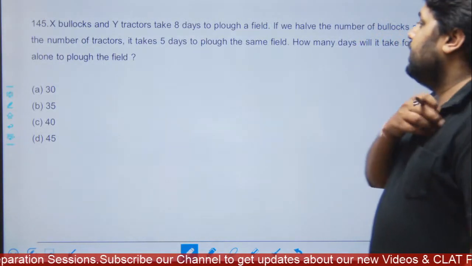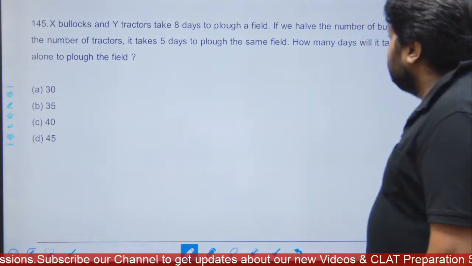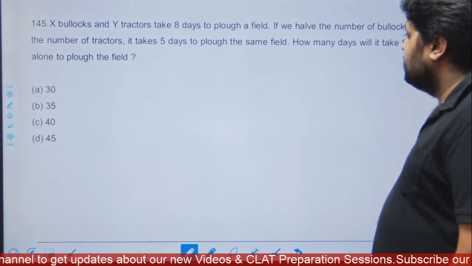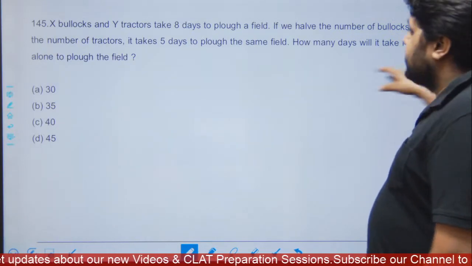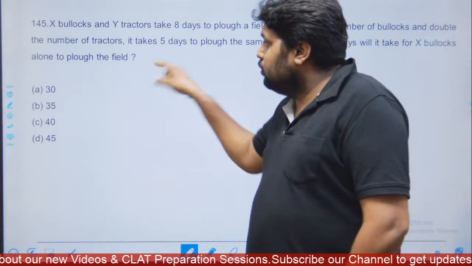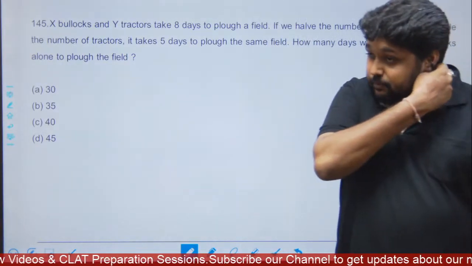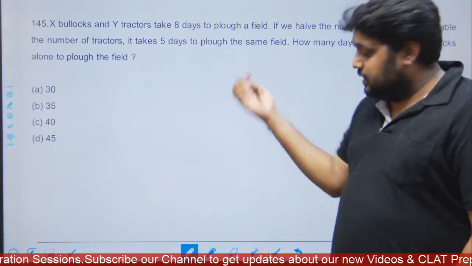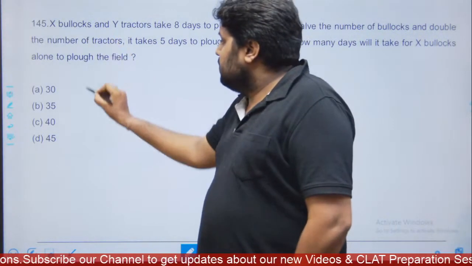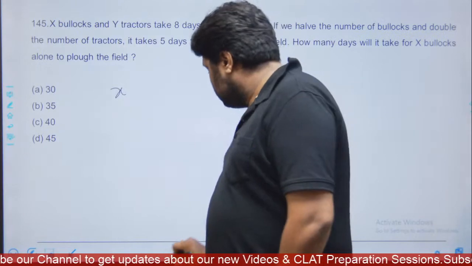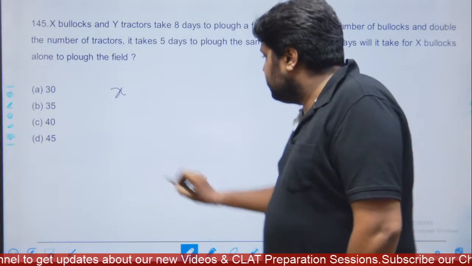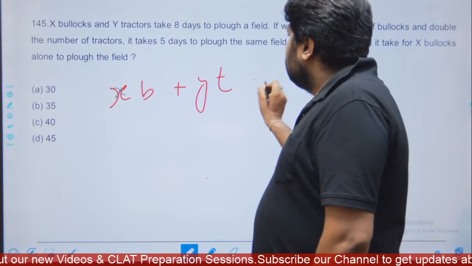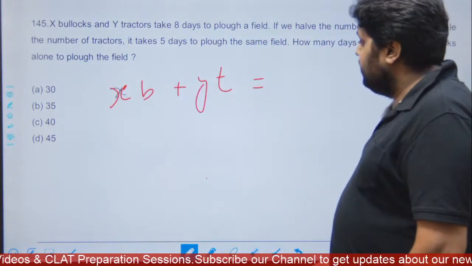X bullocks and Y tractors take 8 days to plough a field. If we halve the number of bullocks and double the number of tractors, it takes 5 days to plough the same field. How many days will it take for X bullocks alone to plough the field? So you can take the value of X and Y and solve it. Otherwise, if you are confused, X bullocks and Y tractors take 8 days to plough a field, right?